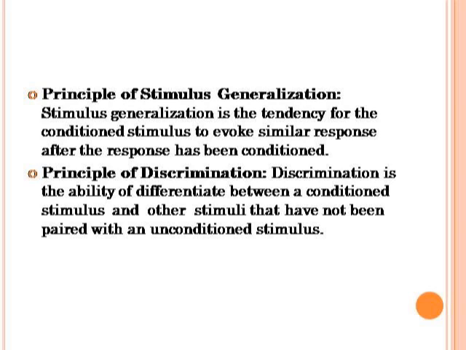Now, the principle of discrimination. Discrimination is opposite to the phenomenon of stimulus generalization. It is the ability to discriminate between two stimuli when one of the two similar stimuli is consistently followed by an unconditioned stimulus while the other is not.